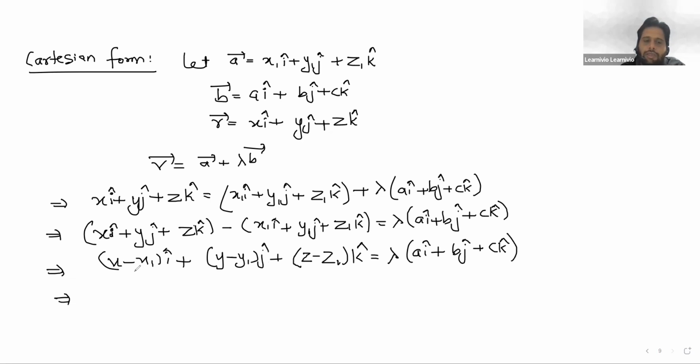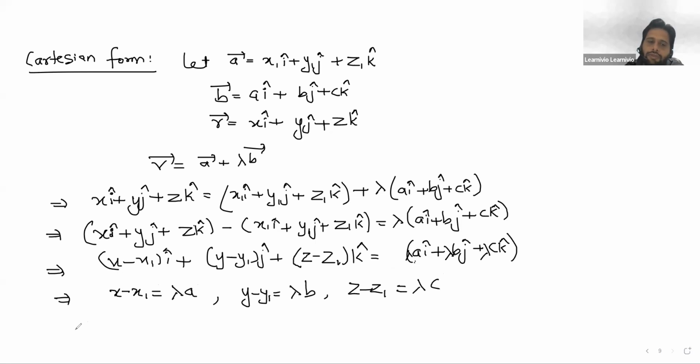Now compare this. On the left side you have the i component and on the right side you have the i component. You can multiply all these with lambda, so you will get lambda a, lambda b, lambda c. Now compare: the i component is x minus x1, here the i component is lambda a. So you will get x minus x1 is equal to lambda a, y minus y1 is equal to lambda b, z minus z1 is equal to lambda c. Shift this a to the left side, you will get x minus x1 by a is equal to lambda, y minus y1 by b is equal to lambda, z minus z1 by c is equal to lambda.